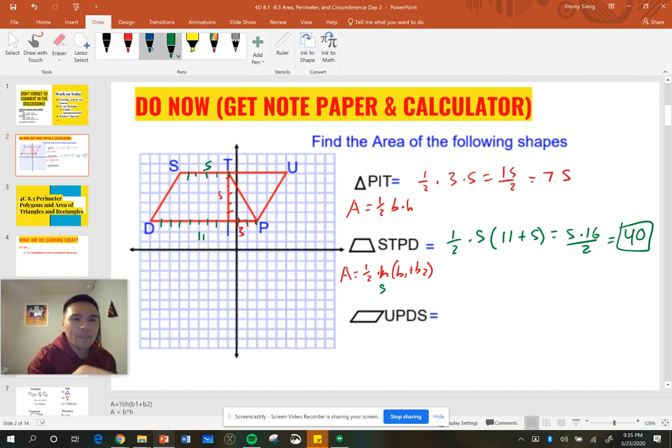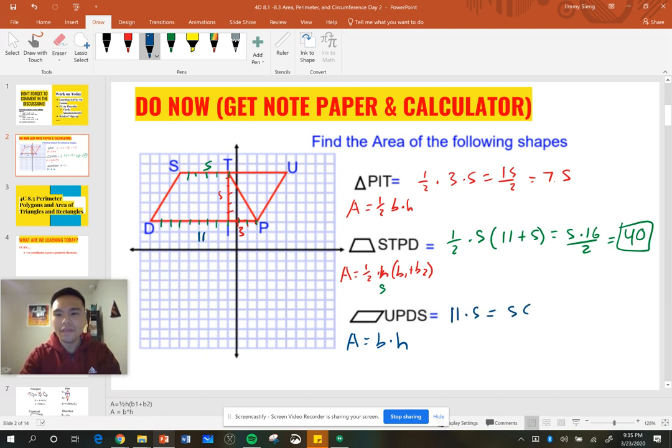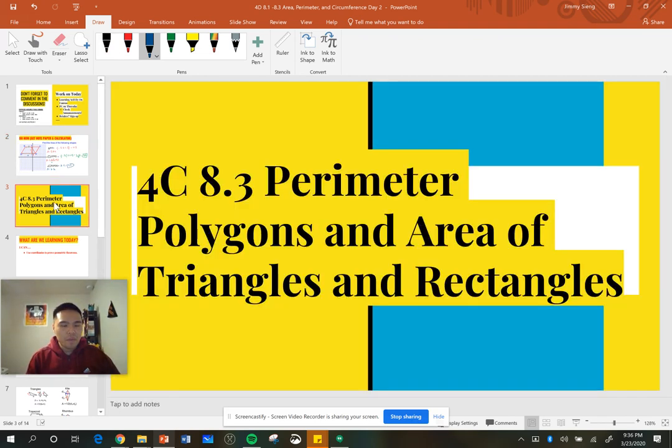Last but not least, we got that parallelogram. So parallelogram, remember, that is the same thing as the area of a rectangle, which is base times height. Well, I saw my base was 11, the base of that parallelogram is 11, and then my height looks like it's the same height as that triangle, and that's 5. So that's just going to be 11 times 5, which is 55. Okay, sound good? Hopefully that was a good warm-up for you.